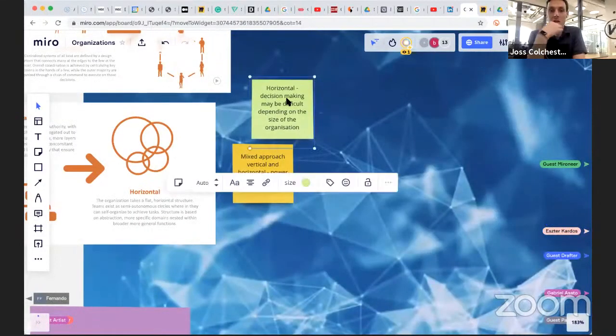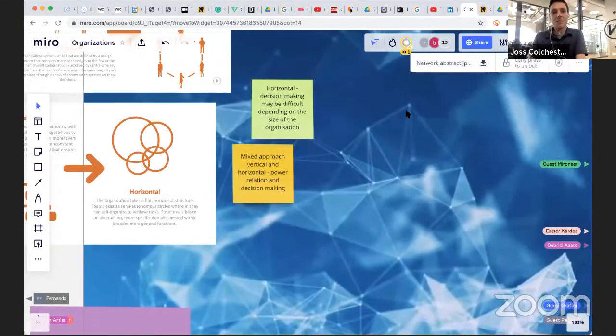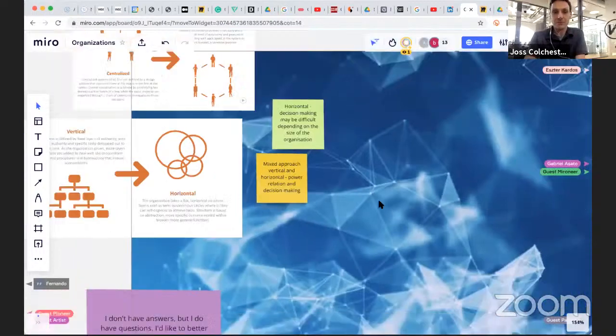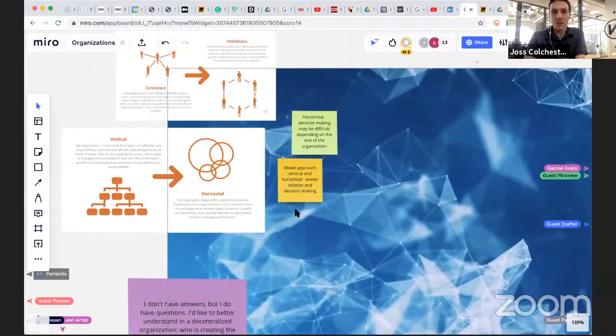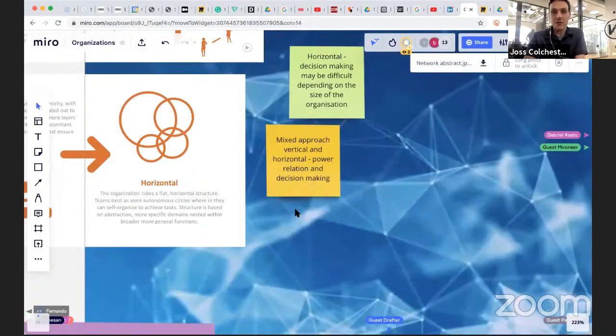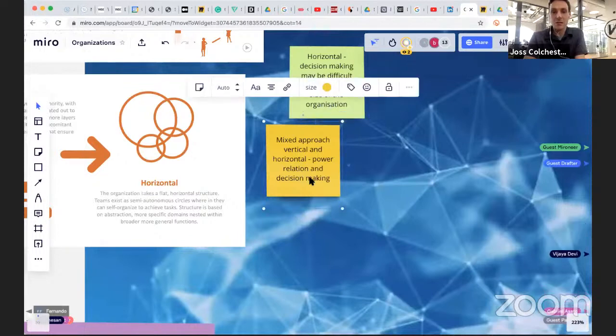So here we have it. Horizontal decision making may be difficult depending on the size of the organization. Mixed approach, vertical and horizontal, power relations and decision making. Someone want to talk on that?